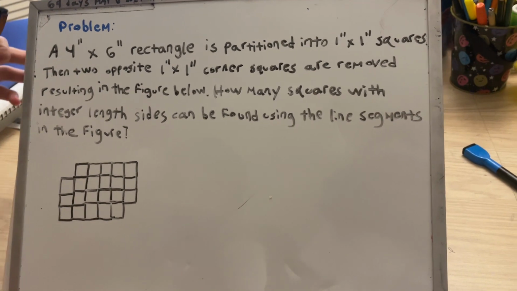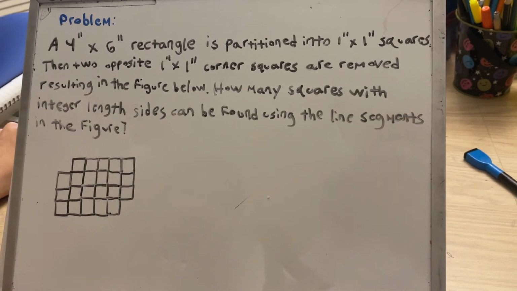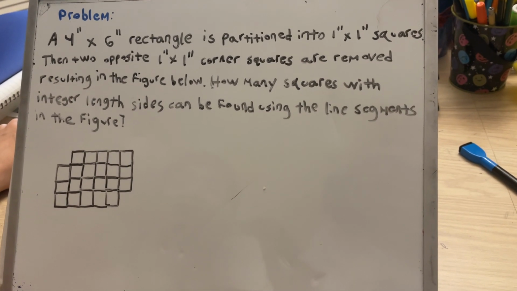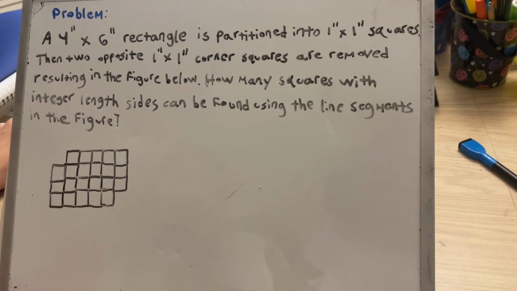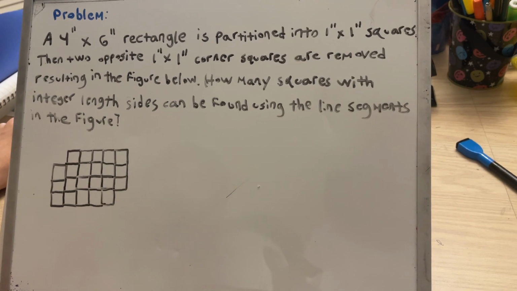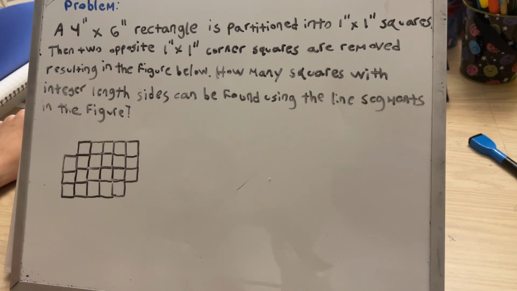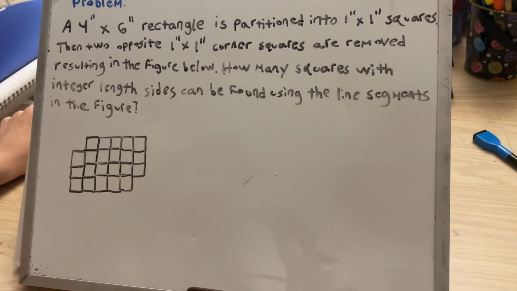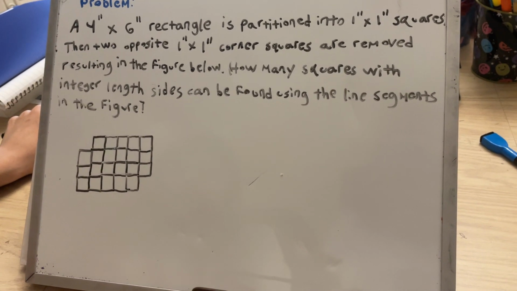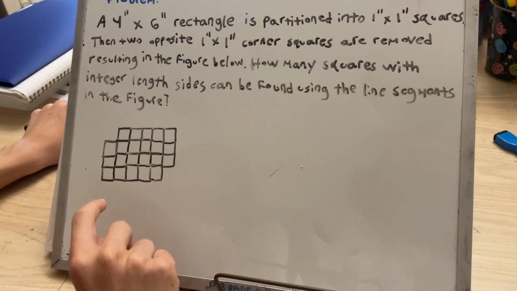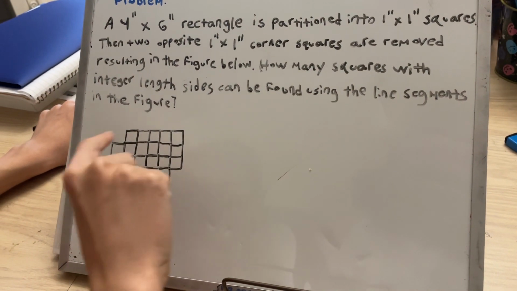Here's the statement. A 4x6 rectangle is partitioned into 1x1 squares. Then, two opposite 1x1 corner squares are removed, resulting in the figure below. How many squares with integer length sides can be found using the line segments in the figure? So basically what they're asking here is how many squares can we create by connecting line segments in here?